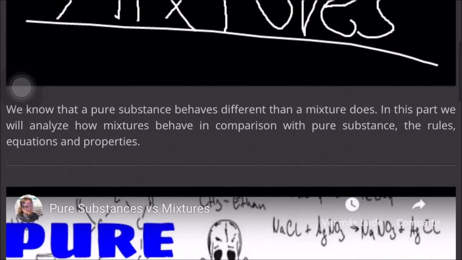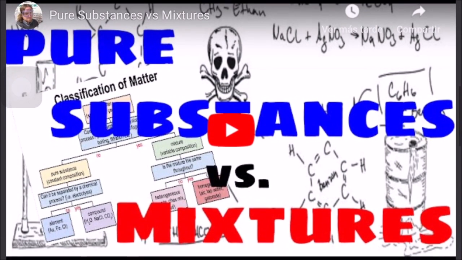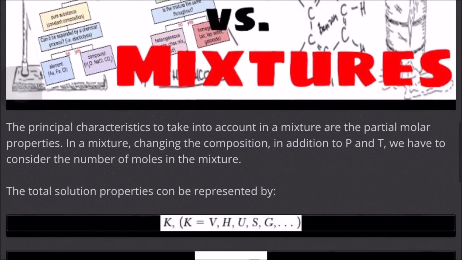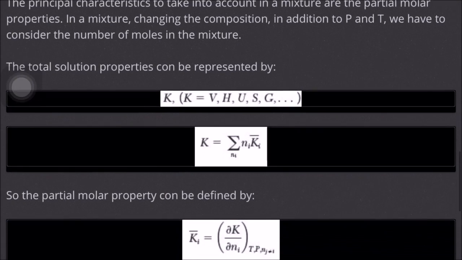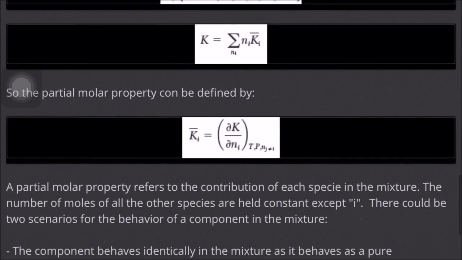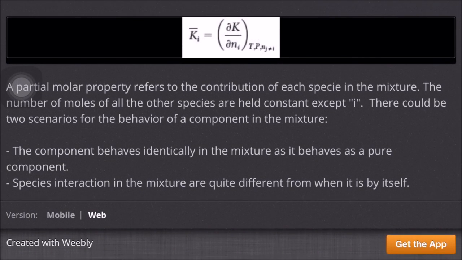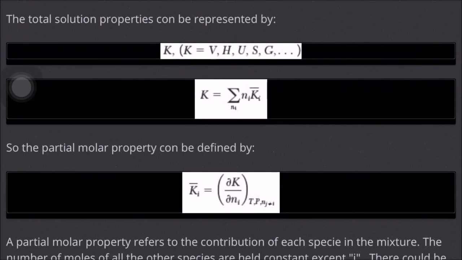On this tab, we will explain one of the most important topics of the course, which is mixtures. First of all, a video will help us to understand the basic information about the differences between mixtures and pure substances. Then, the partial molar property concept will be shown, which refers to the contribution of each species in the mixture and the analysis of the mixture as one complete system.